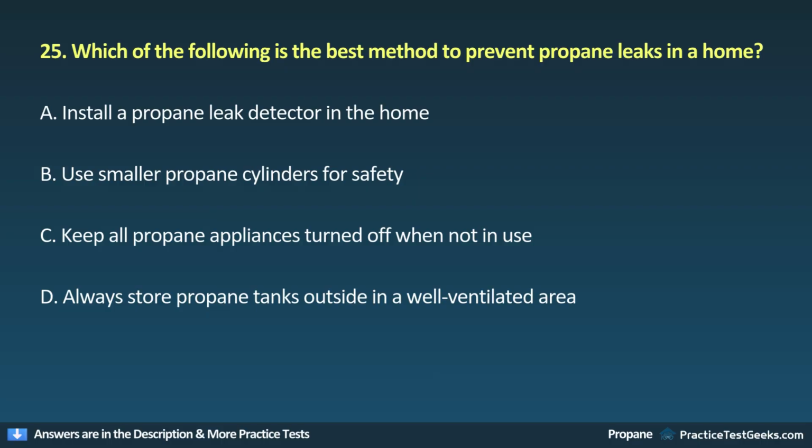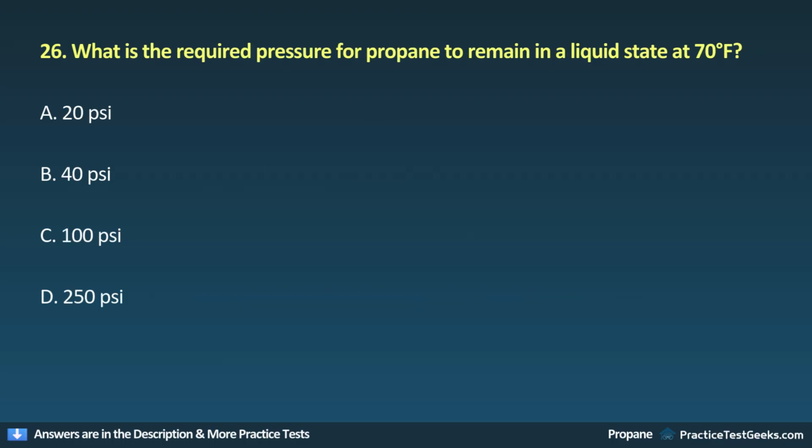A. Install a propane leak detector in the home. B. Use smaller propane cylinders for safety. C. Keep all propane appliances turned off when not in use. D. Always store propane tanks outside in a well-ventilated area. 26. What is the required pressure for propane to remain in a liquid state at 70 degrees Fahrenheit?